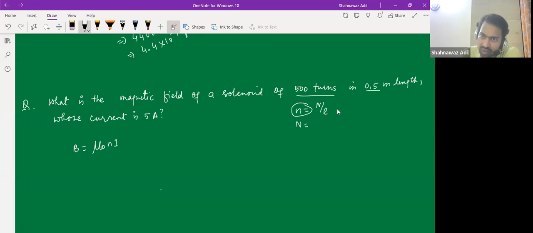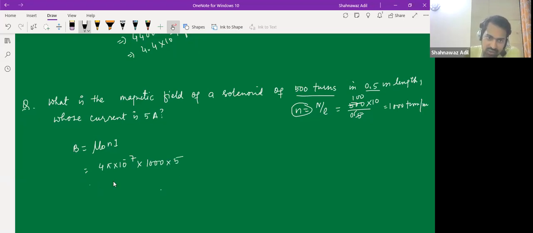Length is 0.5 meter. So n is 500 divided by 0.5, which is 1000 turns per meter. Understood? Then we can calculate the magnetic field, which is mu naught n I. This is 4 pi into 10 to the power minus 7, n is 1000, into I which is 5.